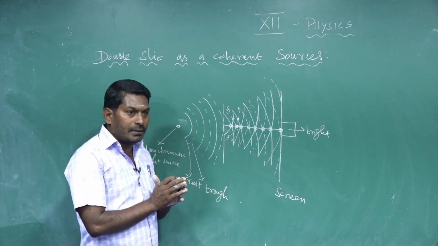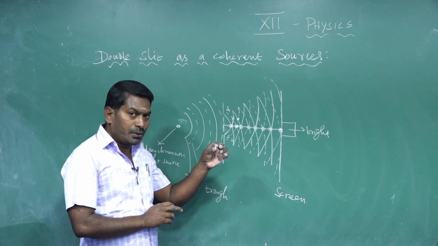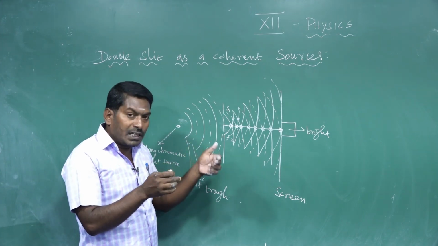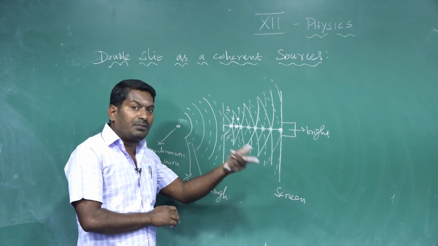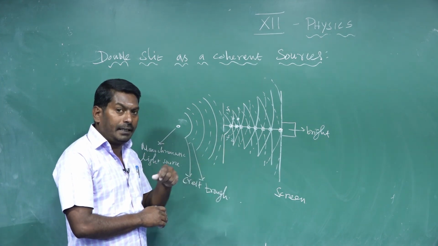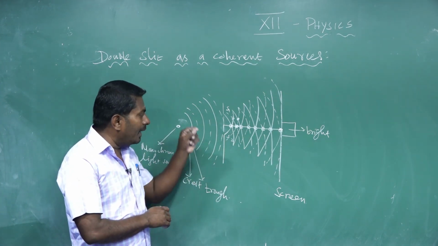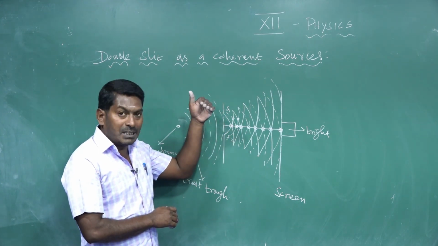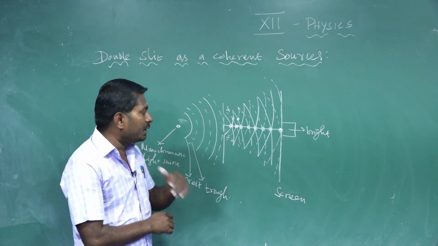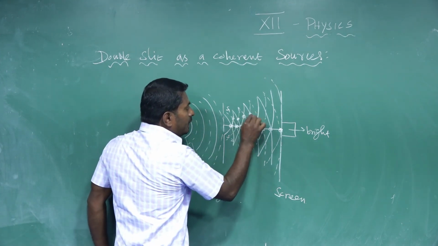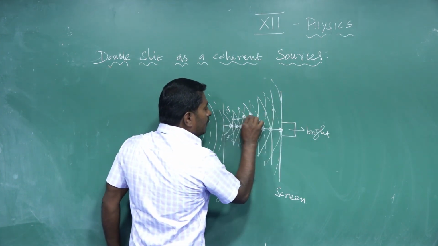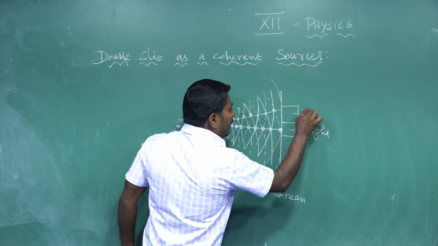So what is destructive interference? Light waves coming from one source and light waves coming from another source meet at that point out of phase. The crest of one wave meets the trough of another wave, or the trough of one wave meets the crest of another wave. The phase difference between the two interfering waves is 180 degrees or pi radians. At that point the resultant displacement is minimum, so the point appears dark. This type of interference is called destructive interference. At this point destructive interference takes place. On the screen, that point appears dark.